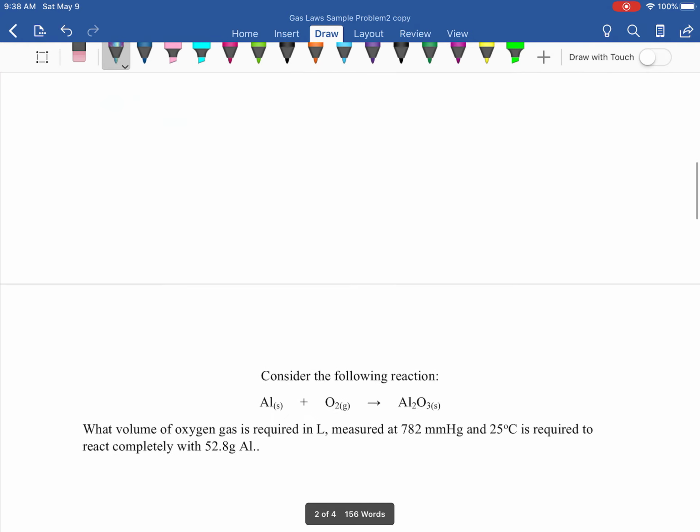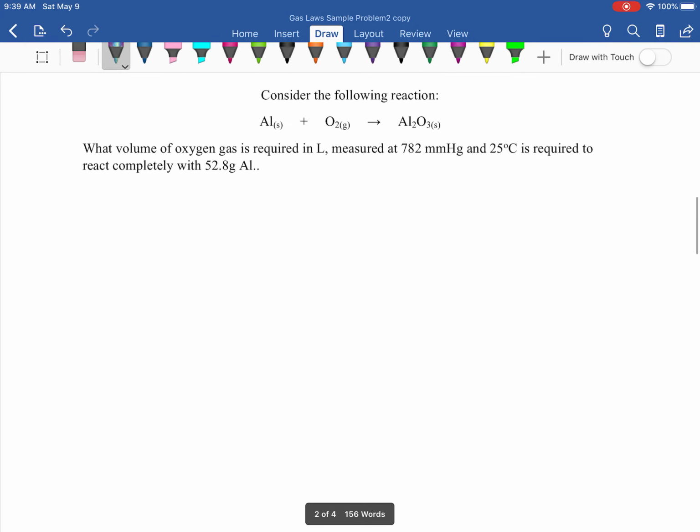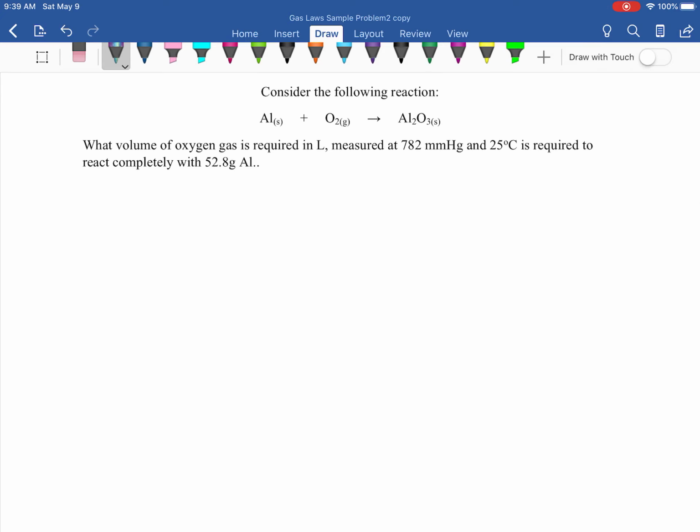All right, let's do another one of these. We're sort of combining our Unit 3 and our Unit 4. Let's try another one. All right, we've got a nice reaction here. We've got, this time, aluminum and oxygen making aluminum oxide.